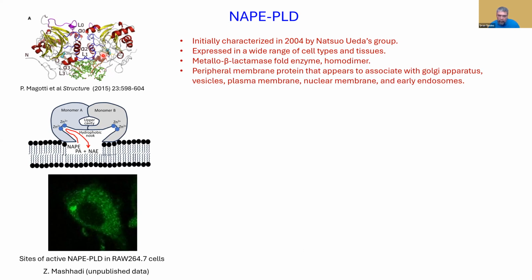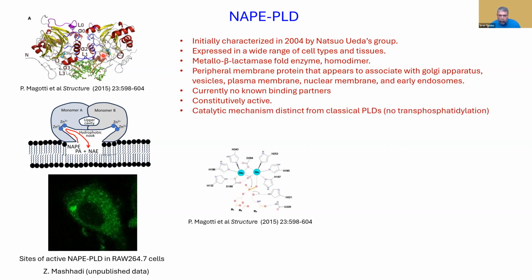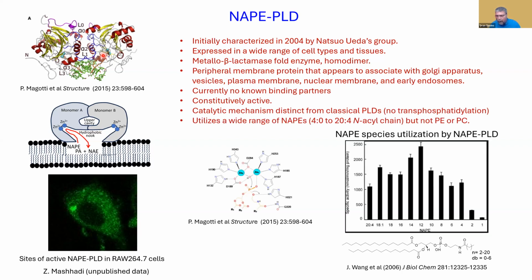It's a peripheral membrane protein, and it actually associates with many, many different membranes. So the Golgi apparatus, vesicles, plasma membrane, nuclear membrane, early endosomes. And again, we don't really understand what this localization means biologically. It's not currently known to be part of a protein complex. It doesn't have known binding partners. It's constitutively active, although it can be hyperactivated. And it's important to note that this is a very different phospholipase D from the classical PLD1, PLD2. It doesn't do transphosphatidylation. It's a zinc hydrolase. And it does not act on PE or PC. It acts on these NAPEs, and it needs to be N-acyl chains of at least 4 carbons or longer. But once you get longer than 4 carbons, it really doesn't seem to have a lot of selectivity.